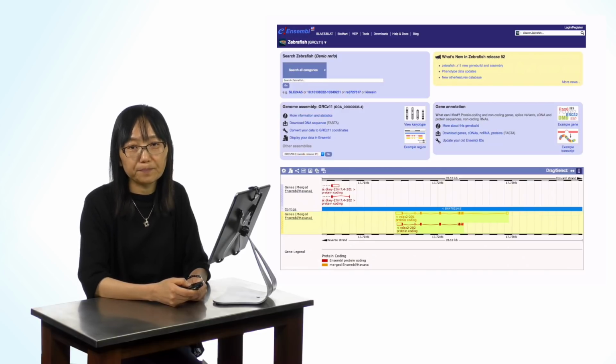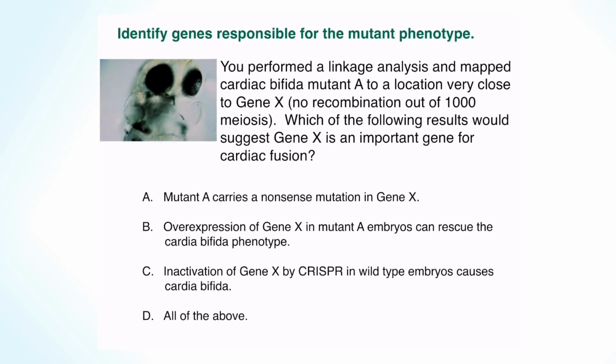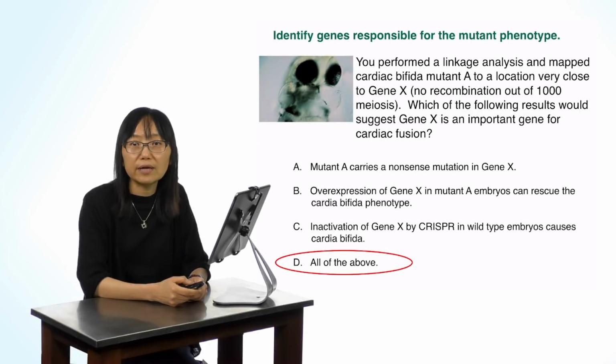genes. Consider this situation. From linkage analysis, you found that gene X is tightly linked to the cardiac bifida mutant A. Which of the following will convince you that cardiac bifida is caused by the mutation in gene X? The answer is D, all of the above.